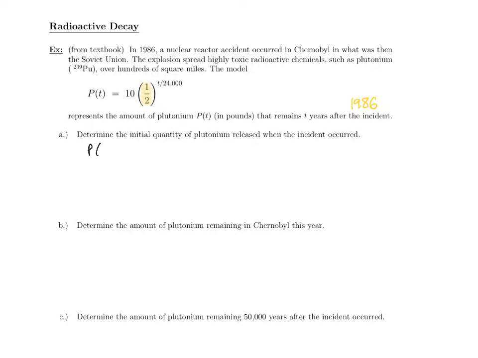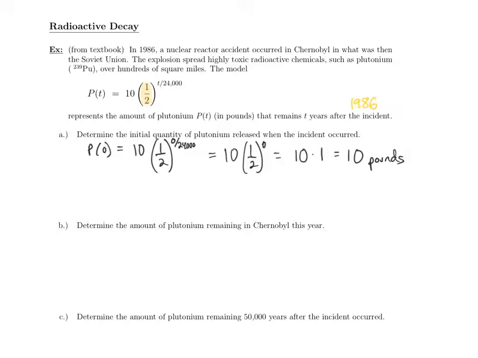So we have P of 0, which is equal to 10 times 1/2 to the 0 divided by 24,000. Well, 0 divided by 24,000 is simply 0. And I'm going to take the exponent before I multiply by 10. So 1/2 to the 0 is equal to 1. And so therefore this is 10 pounds. So a total of 10 pounds of plutonium was released when the incident occurred.